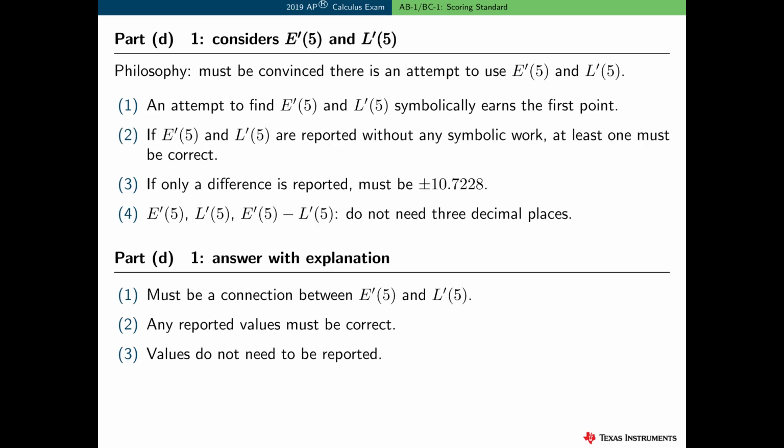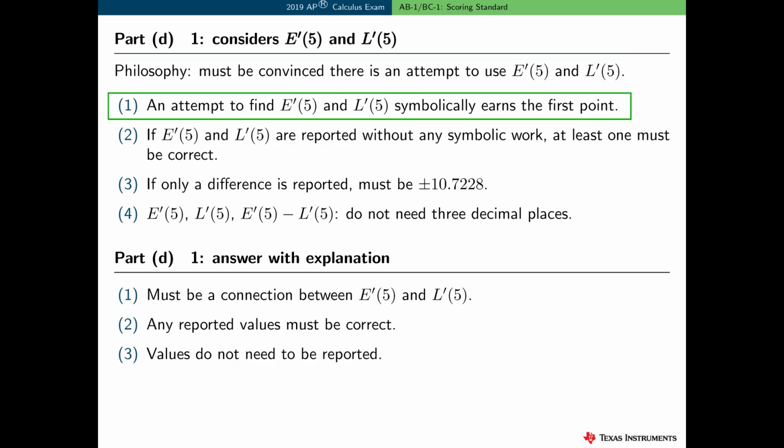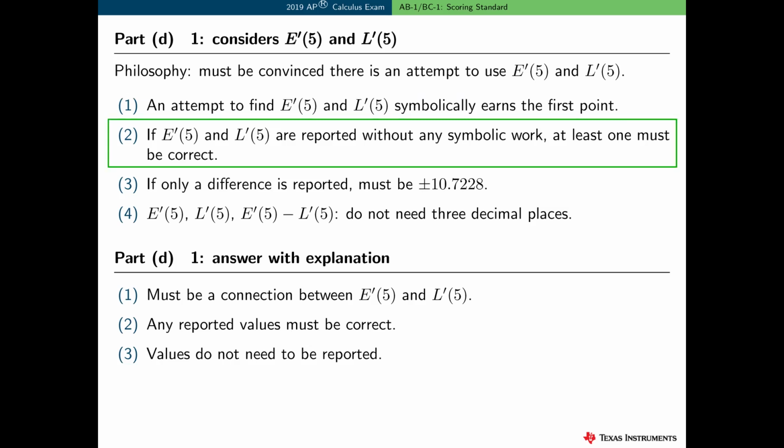Part D was worth 2 points. The first point was for a consideration of, or for knowing, that we need to use E prime of 5 and L prime of 5. And the general philosophy in awarding this point is that we must be convinced there is a reasonable attempt to use these two values. The student may attempt to find these two values symbolically, and this earns the first point. If these values are presented without any symbolic work, then at least one must be correct.